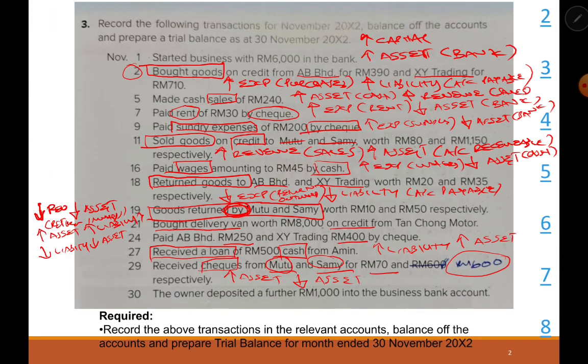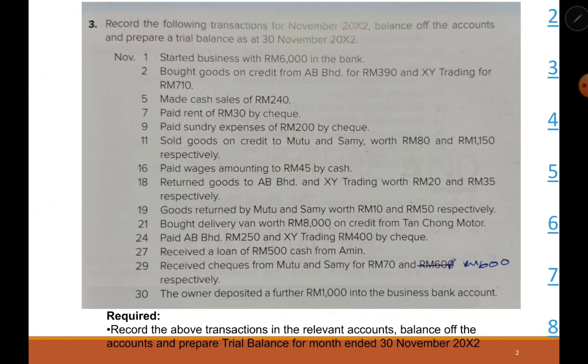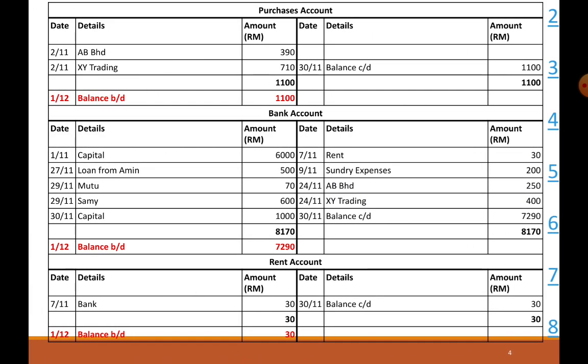Okay, and the last transaction will be the owner deposited further 1,000 ringgit into the business bank account. When we say this one, owner tops up or invests more asset in the business. This one is increase in capital, increase in asset. In this case, the asset is bank. So credit capital, debit bank.